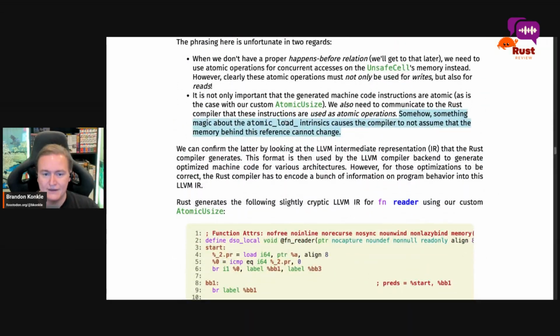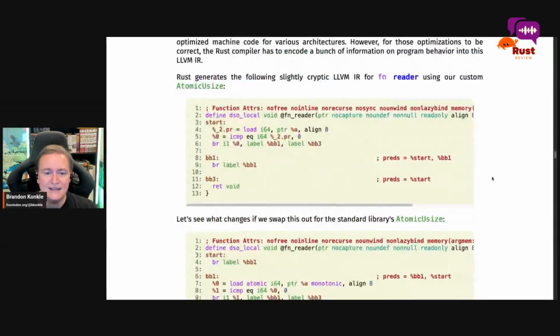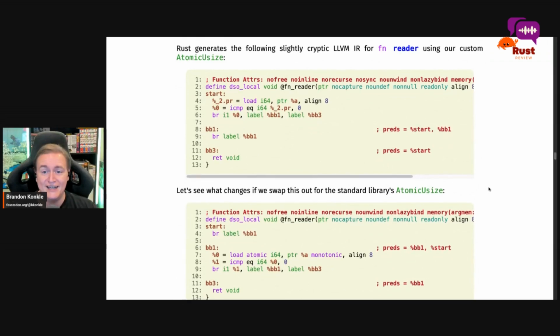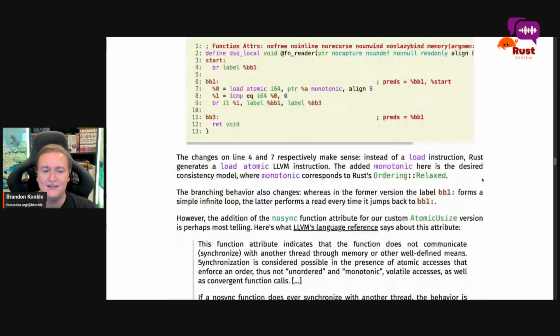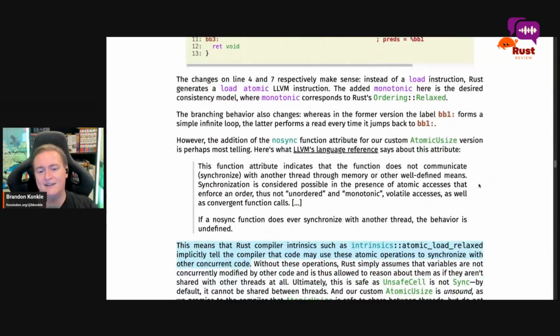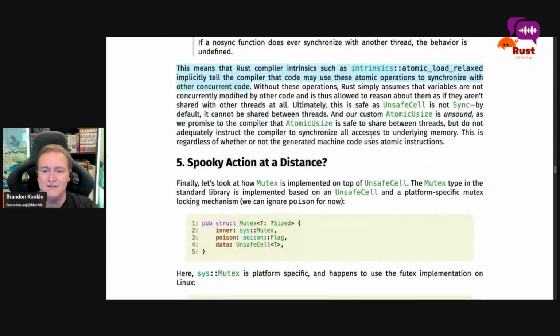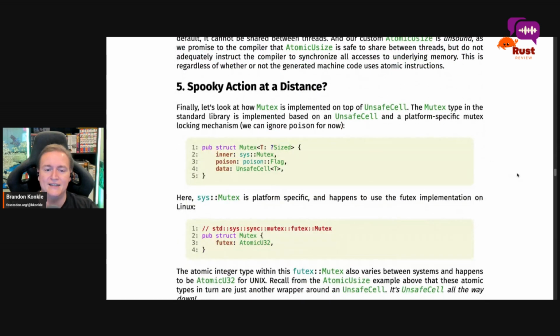So let's see. Yeah, it gets really into the weeds here. It's really fascinating. I learned a lot from the article. But basically, it ultimately talks about these intrinsics, these clues and hints that you're giving to the compiler, and what they do to influence the way the assembly is generated.